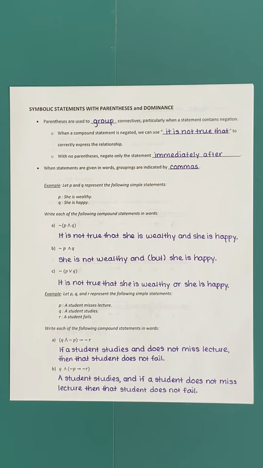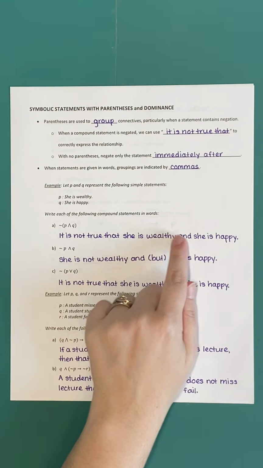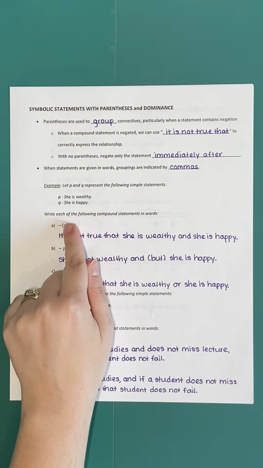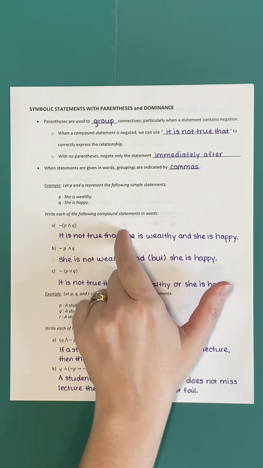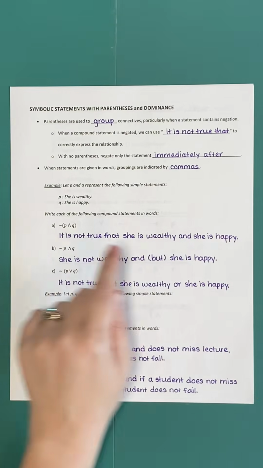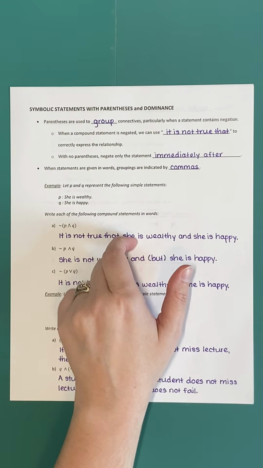Now we're taking that entire statement and we want to express its negation. But notice we're not just negating P, we're not just negating Q, we're negating the whole statement. This is where we use that phrasing, it is not true that. So she is wealthy and she is happy, P and Q. It is not true that P and Q. So it is not true that means we're negating the whole statement.